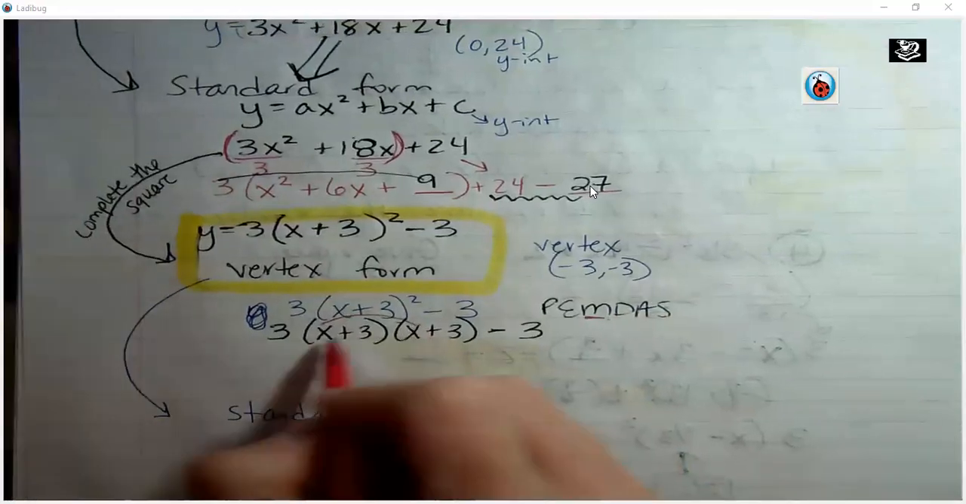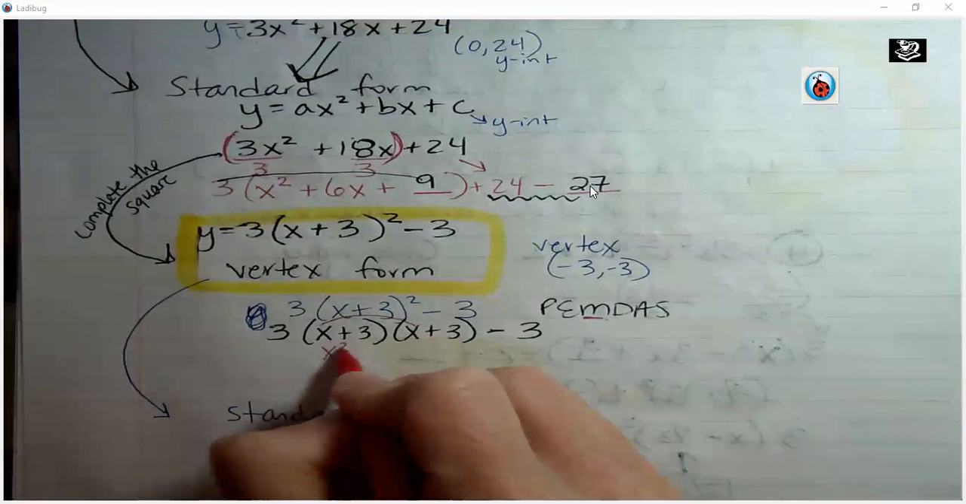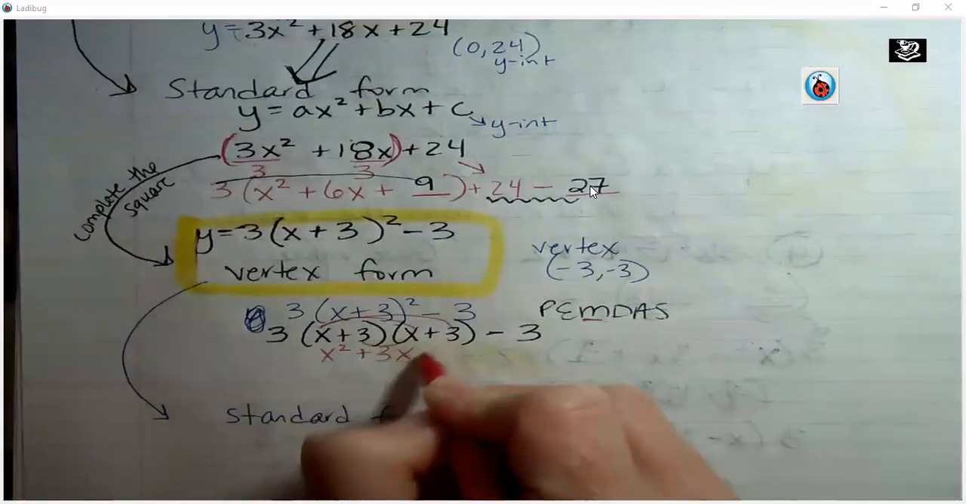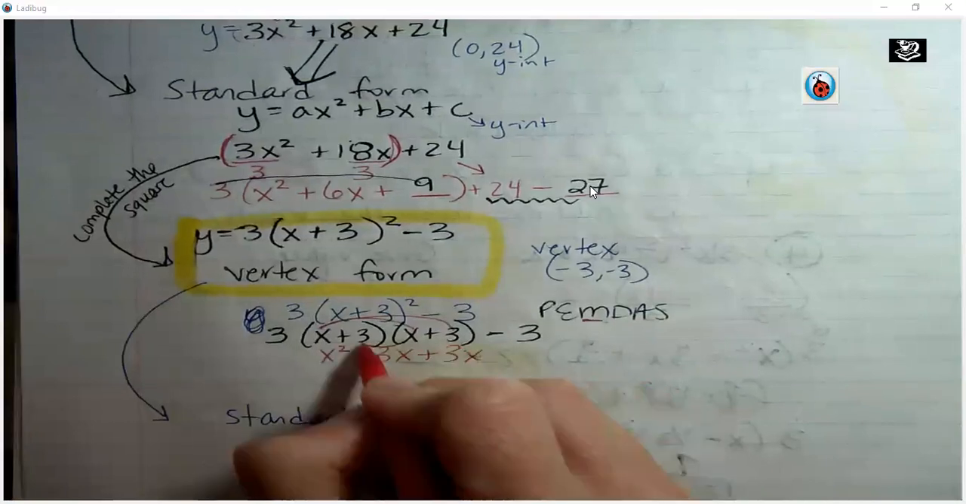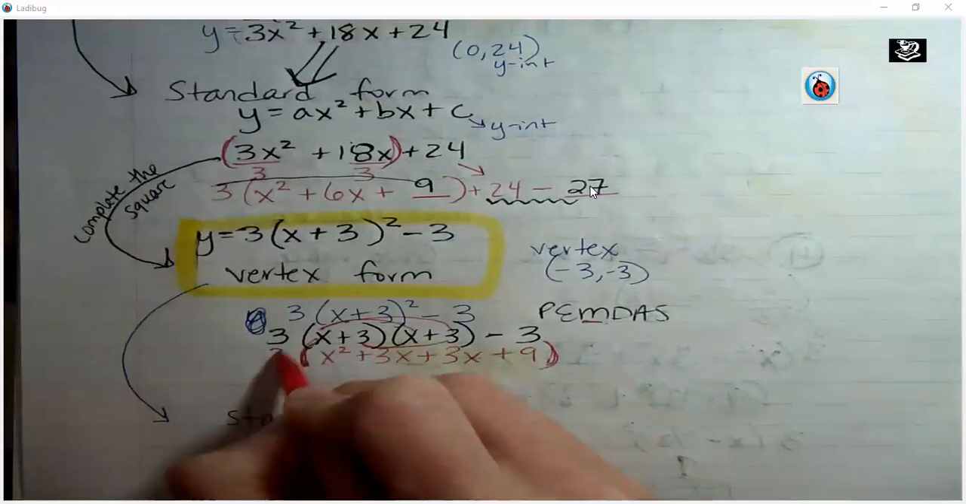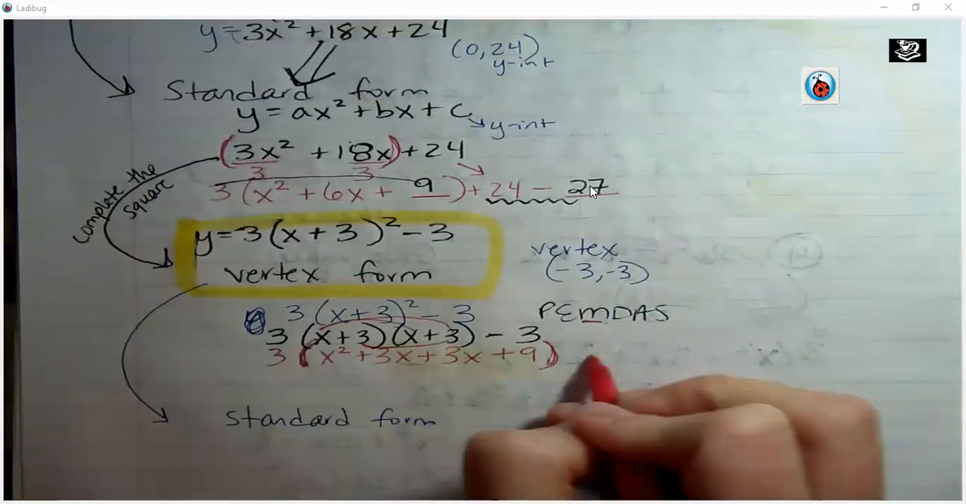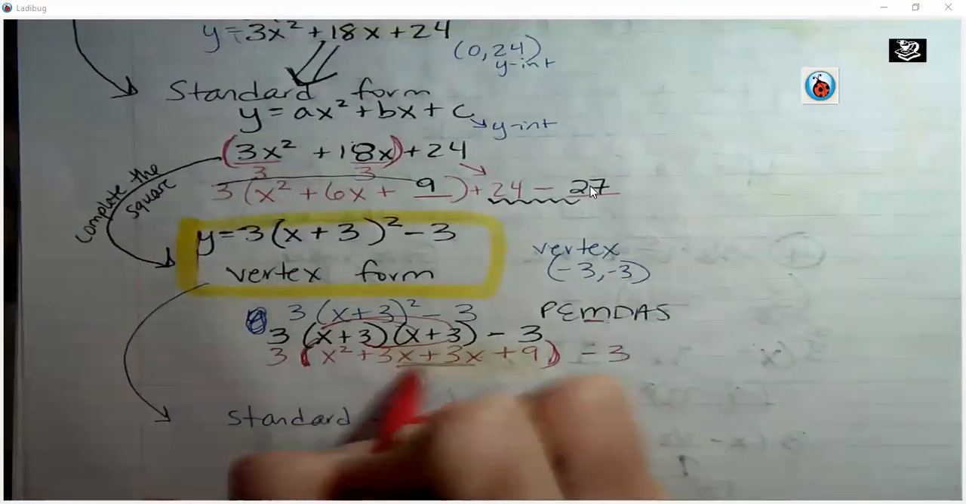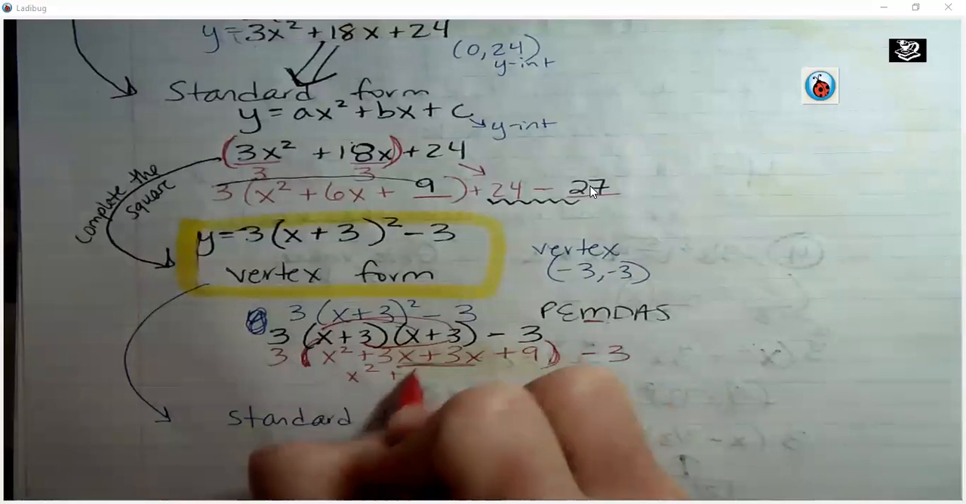So x times x is x squared. X times 3 is 3x. 3 times x is 3x. And 3 times 3 is 9. All of that is going to stay in parentheses for right now. Okay. All right, I can combine like terms. So I have x squared plus 6x plus 9.